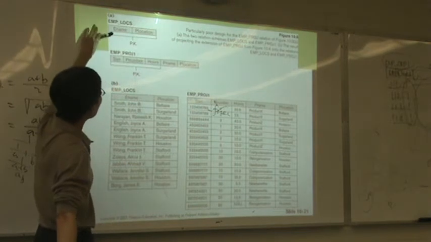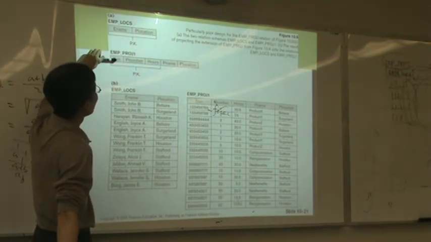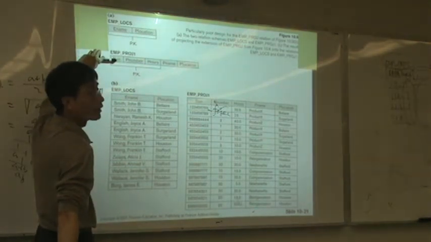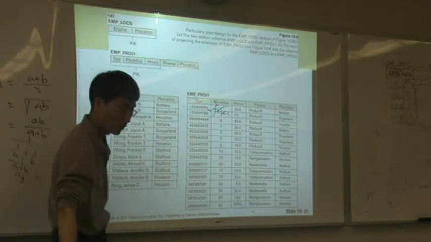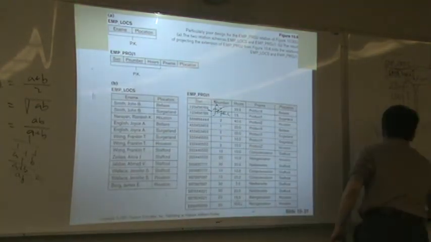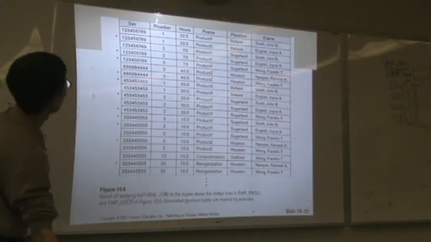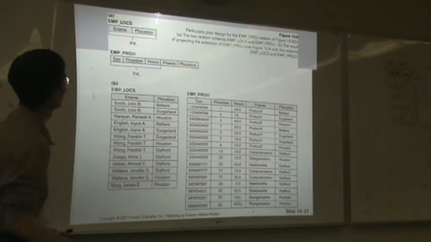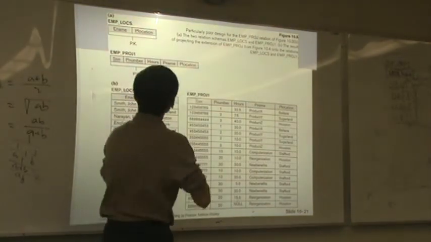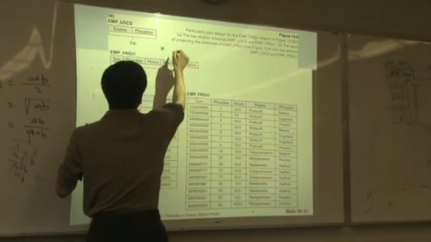In case we join the two tables, okay? So this time, two tables, okay? In this case, why don't we use the natural join? What is the natural join?